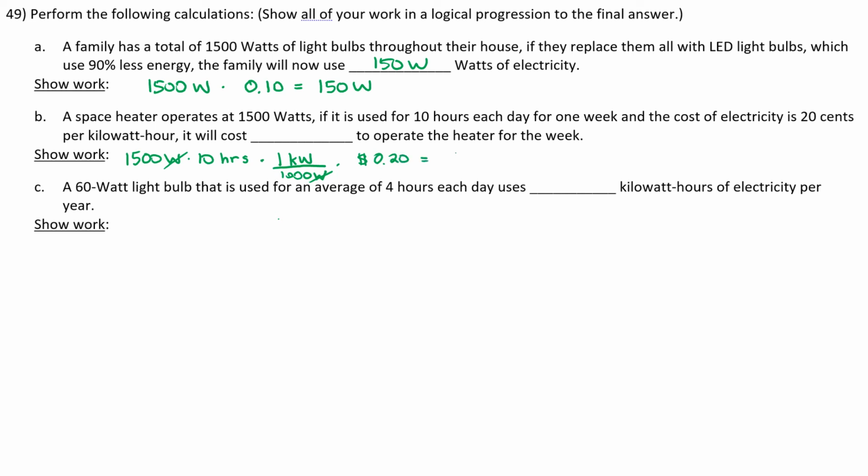I get the cost of around $3 per day, because it's 20 cents per kilowatt hour. And then I want to get, in a week. So that's 7 days on top per 1 week. And it cost me $21 to operate for 1 week. So 21.